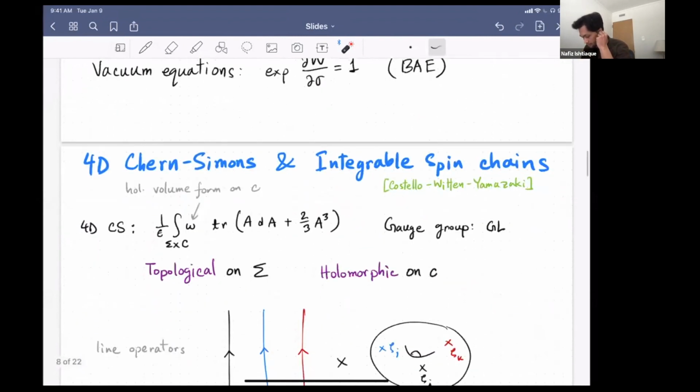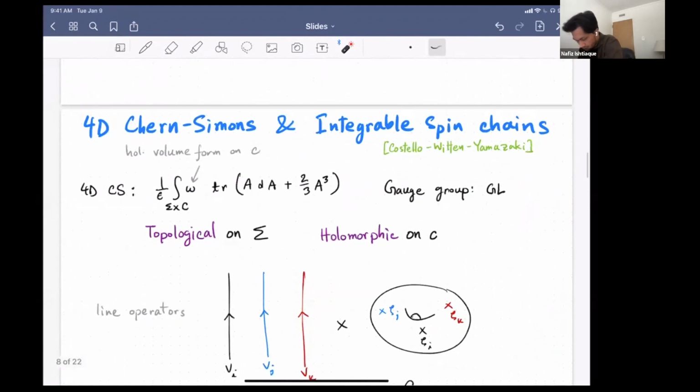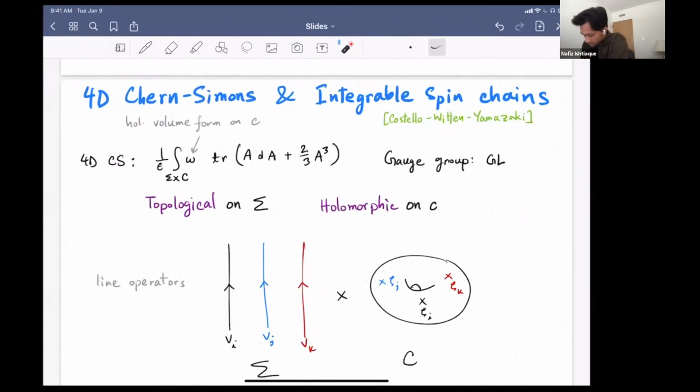So what is the role of the four-dimensional Chern-Simons theory? Let me first introduce it. This is a kind of 4D analog of the perhaps more familiar 3D Chern-Simons theory. We can write down an action for it, which looks like an integration over a four-dimensional space-time, which is the product of some two-dimensional space sigma times some Riemann surface C.